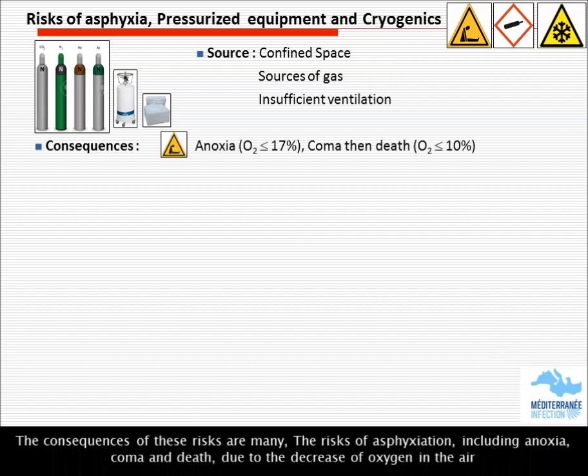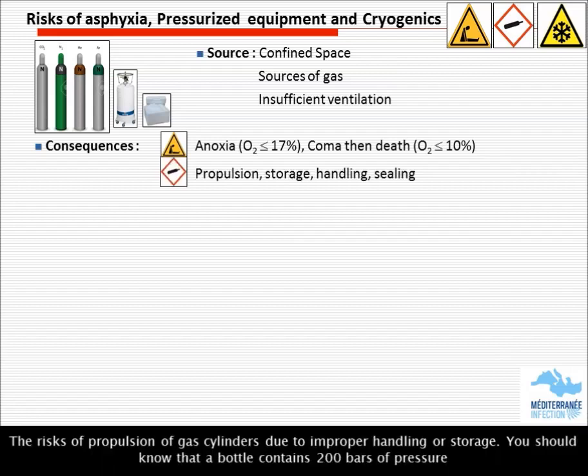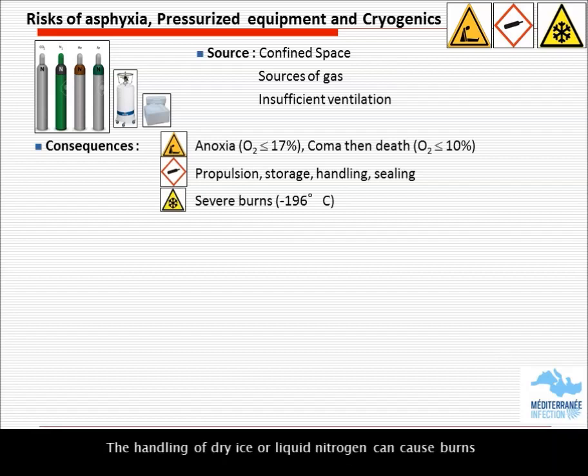The consequences of these risks are numerous. The risks of asphyxiation, including anoxia, coma and death, due to the decrease of oxygen in the air. By way of example, 1 liter of liquid nitrogen generates 700 liters of gas. The risks of propulsion of gas cylinders due to improper handling or storage. You should know that a bottle contains 200 bars of pressure. The handling of dry ice or liquid nitrogen can cause burns. The temperature of liquid nitrogen is -196 degrees Celsius.